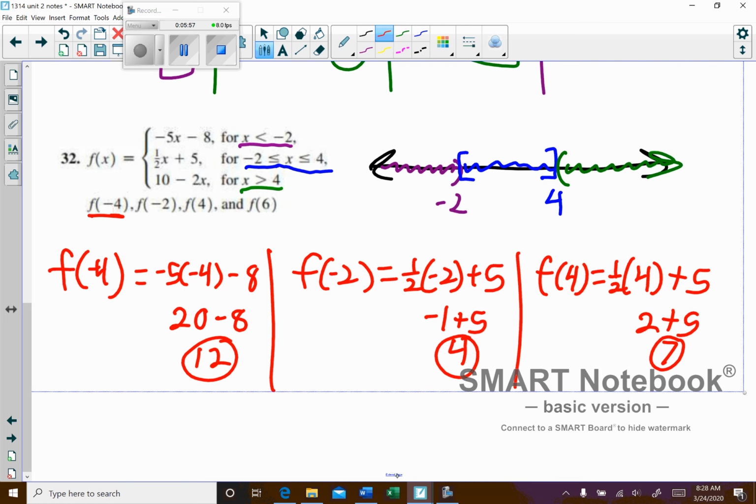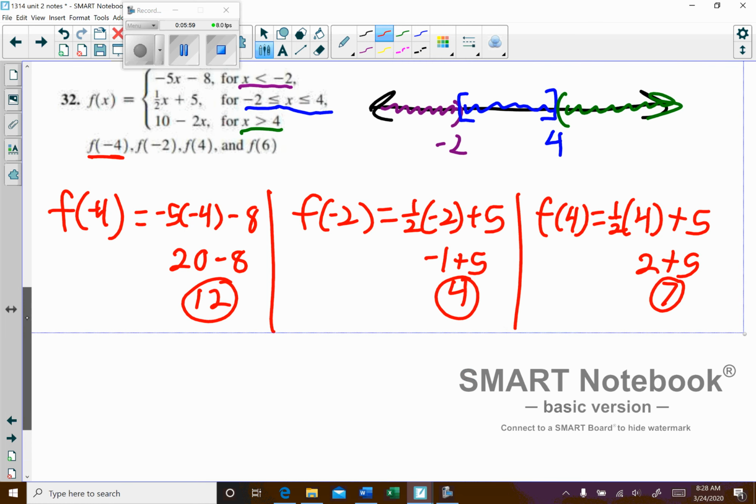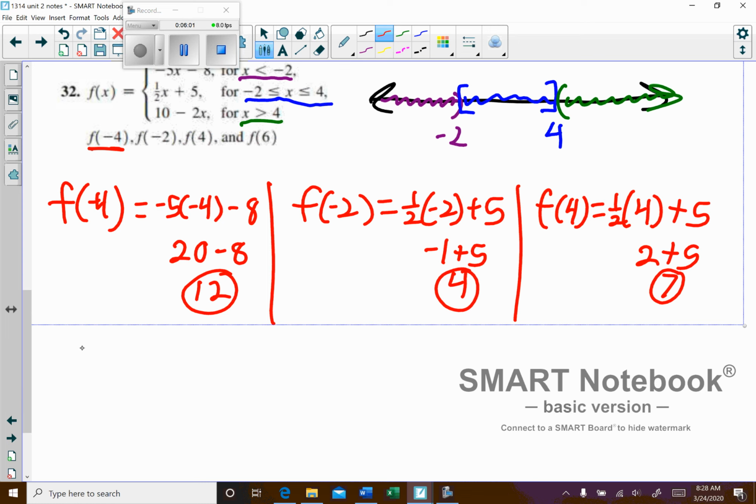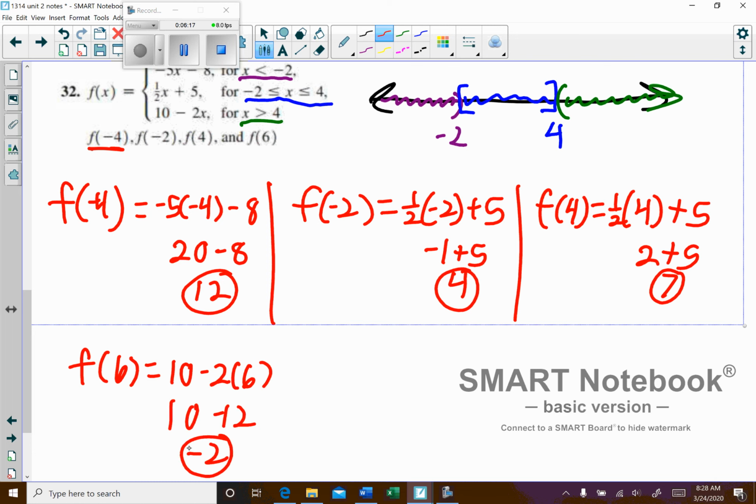Okay, and then our last one, let's see, f of 6. That's going to fall into the green interval, so that's going to go to our bottom equation. 10 minus 2 times 6. 10 minus 12 is negative 2. Okay, so now what we'll do is we're going to graph a couple of these.